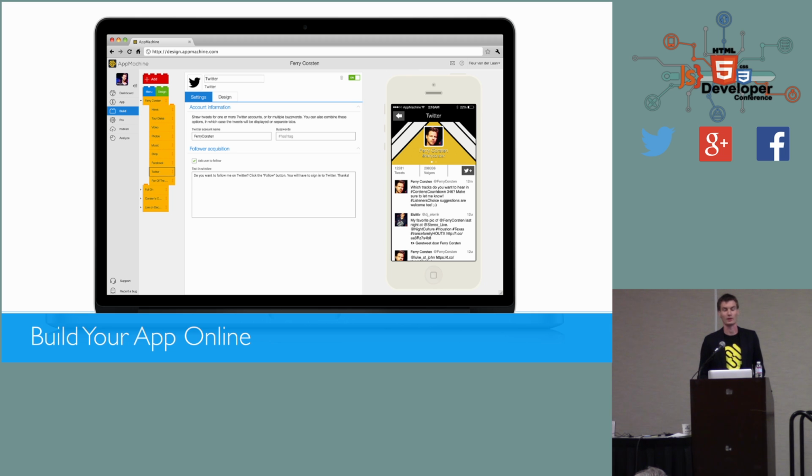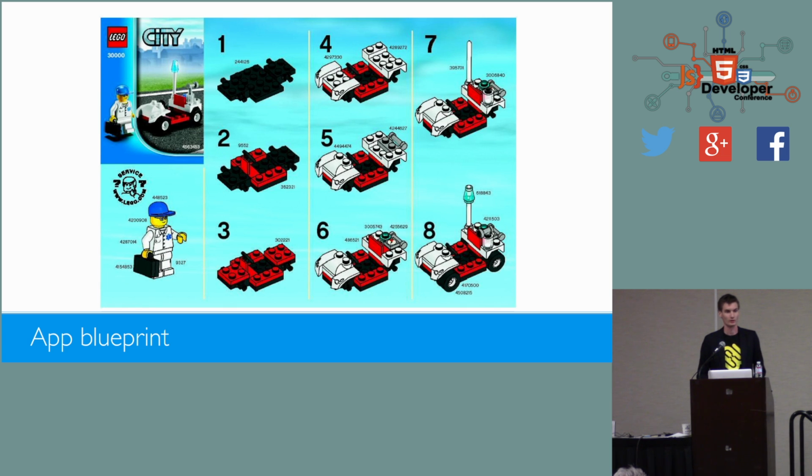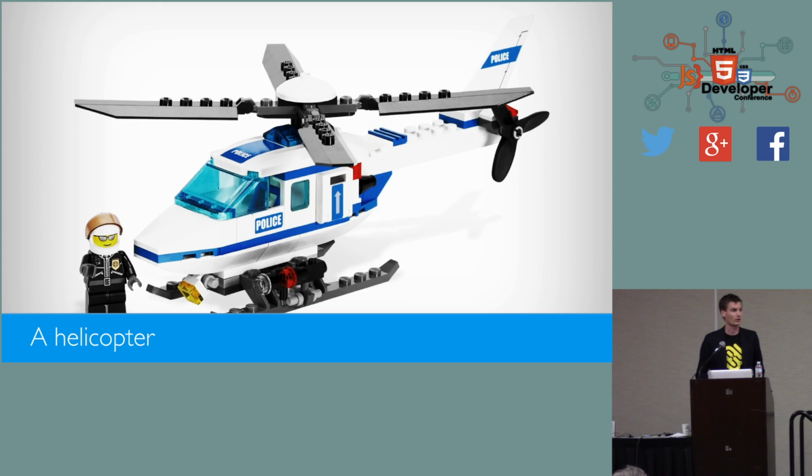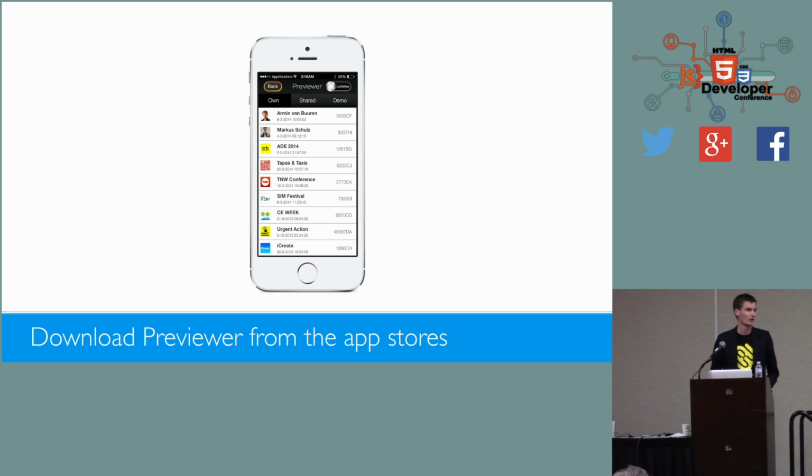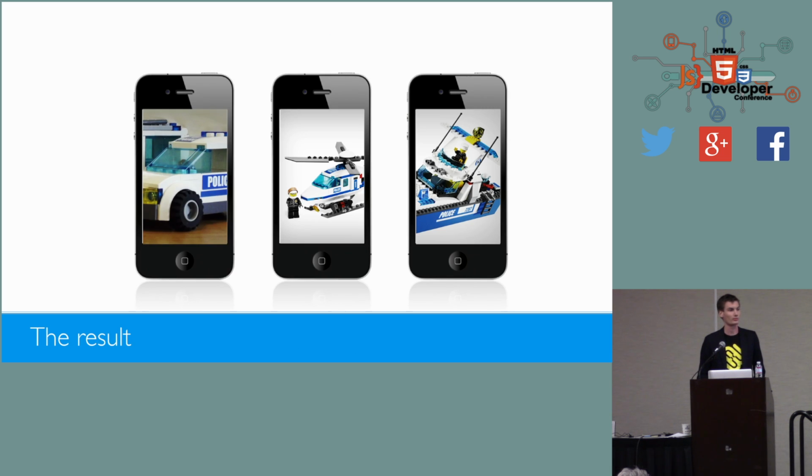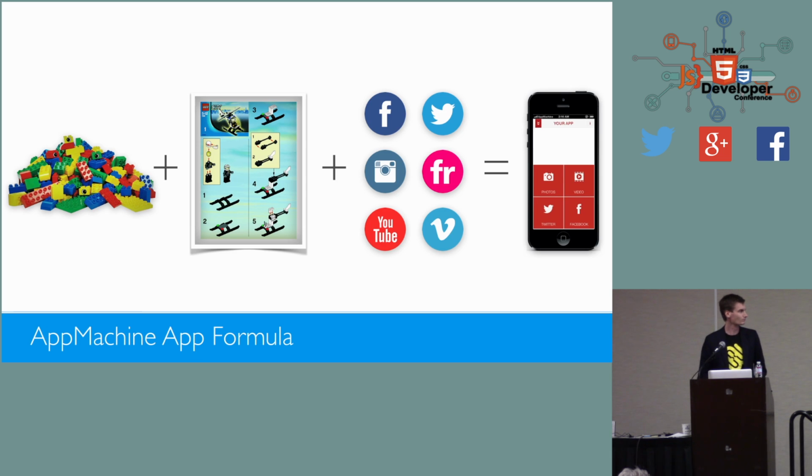Building the app is mainly done online using our app CMS. You're actually creating a blueprint for your app, because the great thing about Lego is that you can create so many things with it. You can create a car, a helicopter, or a boat. And while you're building, you can use our app previewer that you can download from the App Store or the Google Play or the Windows Phone Store to preview the app and see how your car, your helicopter, or your boat is evolving while you build it. So, what is an AppMachine app? An AppMachine app is a pile of Lego bricks combined with your app blueprint and your content, and the result will be a gorgeous looking, fully native and web app.